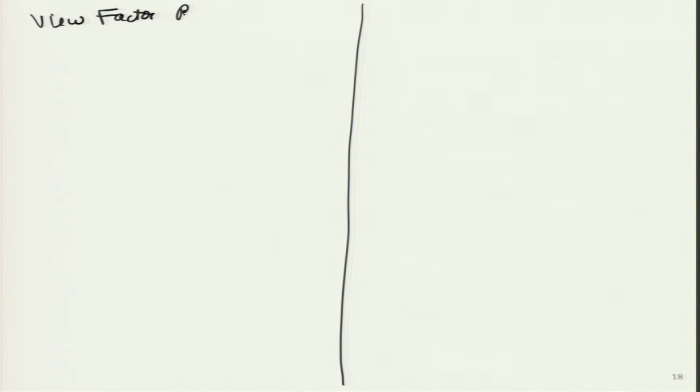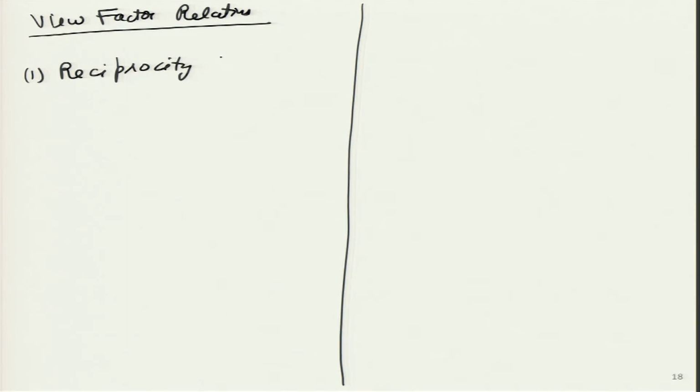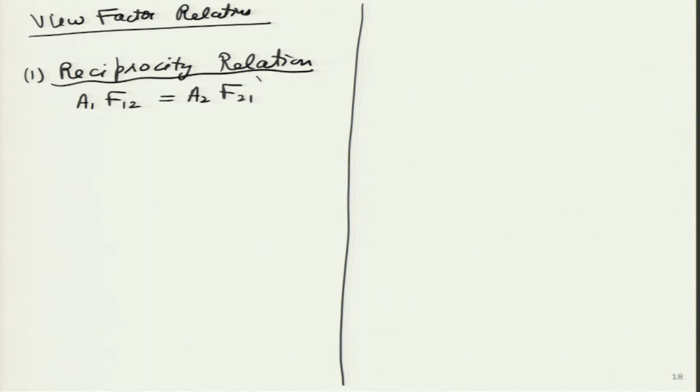So, I will move on to the next slide, where we will try and formally see what are the different types of view factor relations that we can use for our convenience. So, we look at view factor relations. First relation actually we have already studied. So, for the sake of completion, let me write it over here, that is the reciprocity relation. I think we have remembered, it was F12 into A1 was simply A2 into F21.